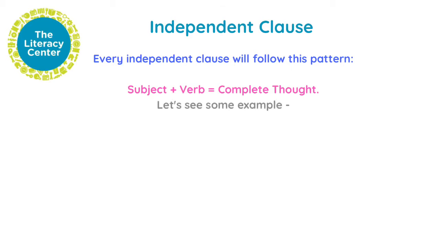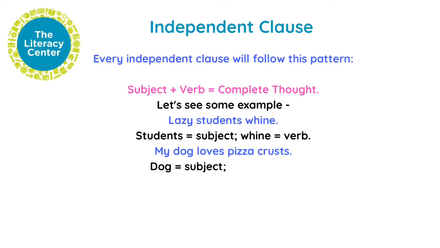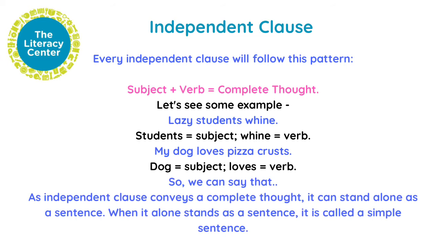Let's see some examples. Look at this sentence here: Lazy students whine. In this sentence, students is our subject and whine is our verb. Let's take another sentence here: My dog loves pizza crust. So in this sentence, our subject is dog, right? And loves is our verb. So we can say that an independent clause conveys a complete thought. It can stand alone as a sentence. When it alone stands as a sentence, it is called a simple sentence.